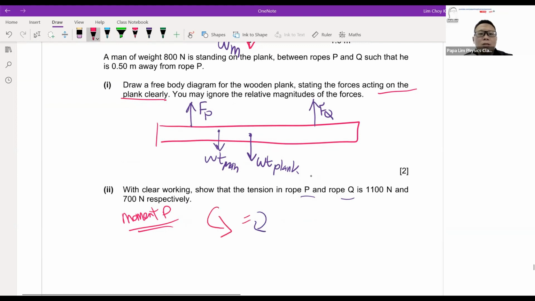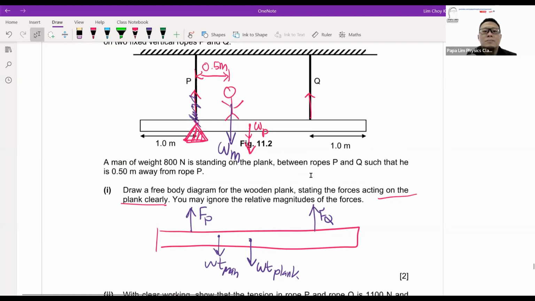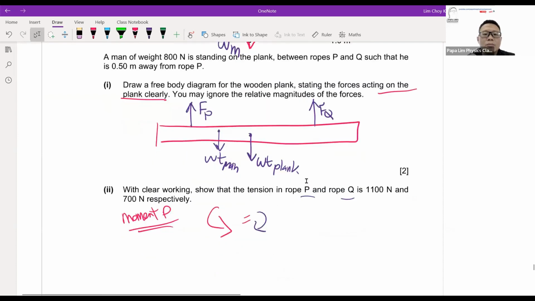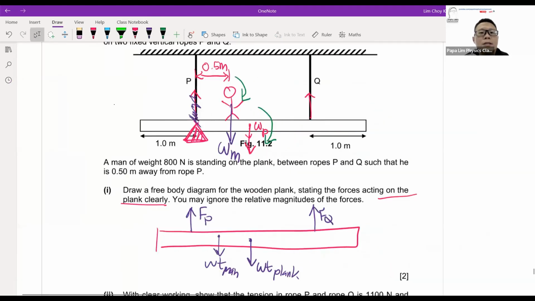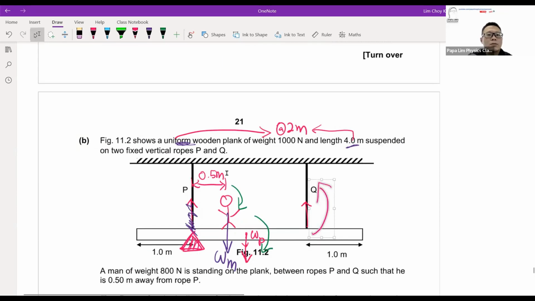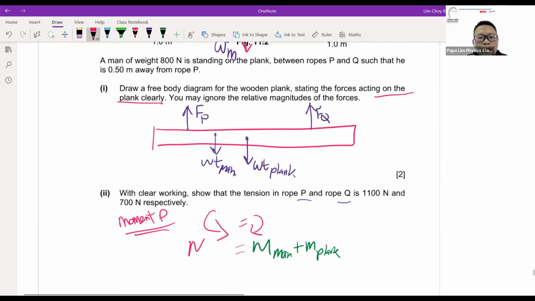Based on the question, with respect to P, now the pivot is P. You will find that the man will have a clockwise moment. The plank will also have a clockwise moment. So these two contribute to the clockwise moment: the moment of the man plus the moment of the plank. As for the anti-clockwise moment, it's by none other than the force at Q, by rope Q. So this will be the moment at Q.